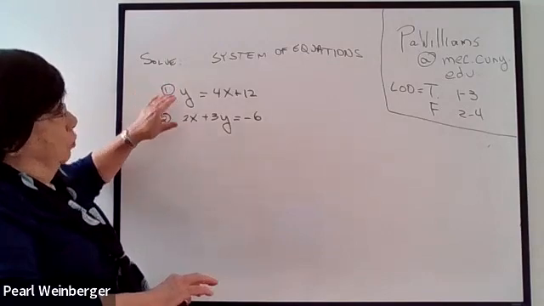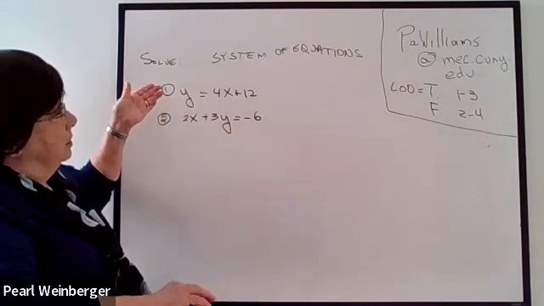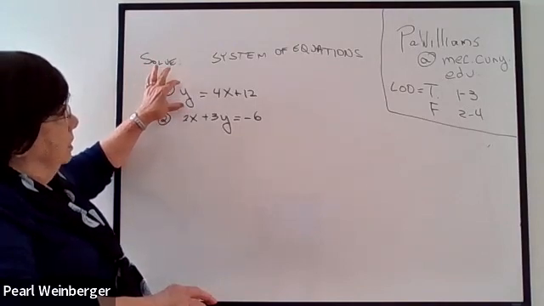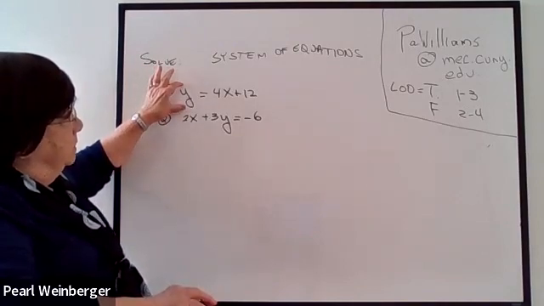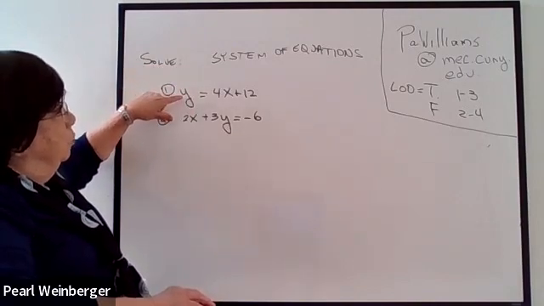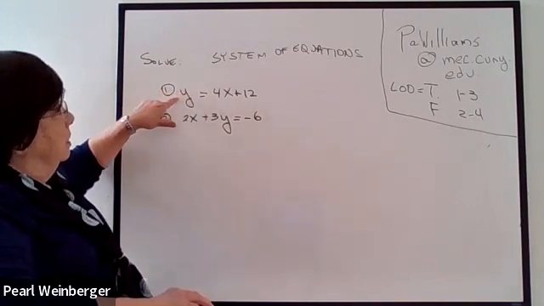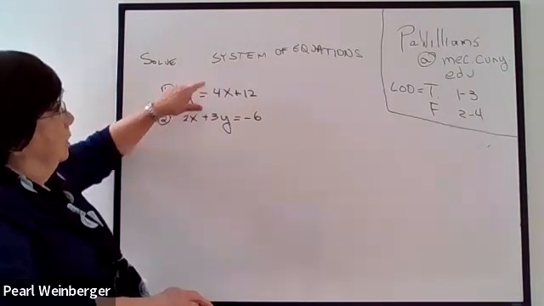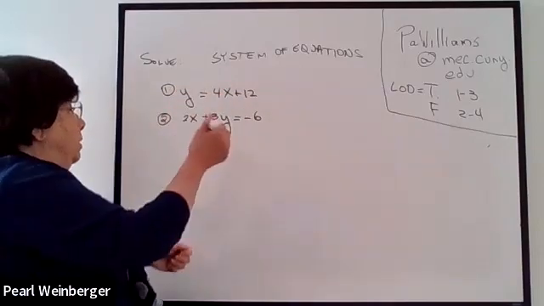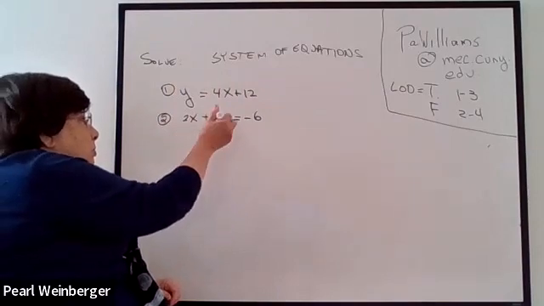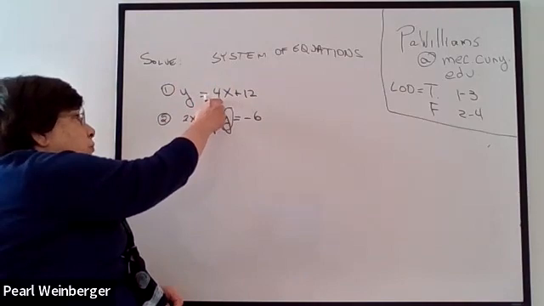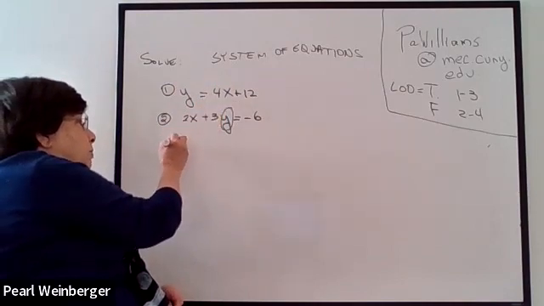When I look at this question, I see it as a perfect setup for the substitution method because it says explicitly in that first equation y equals. It's telling me what y is in terms of x. So I can call y y, or I can call it 4x plus 12 because that's what equal means. So when I go to the second equation where I see the y, I can replace it with the 4x plus 12. That's why it's called substitution.